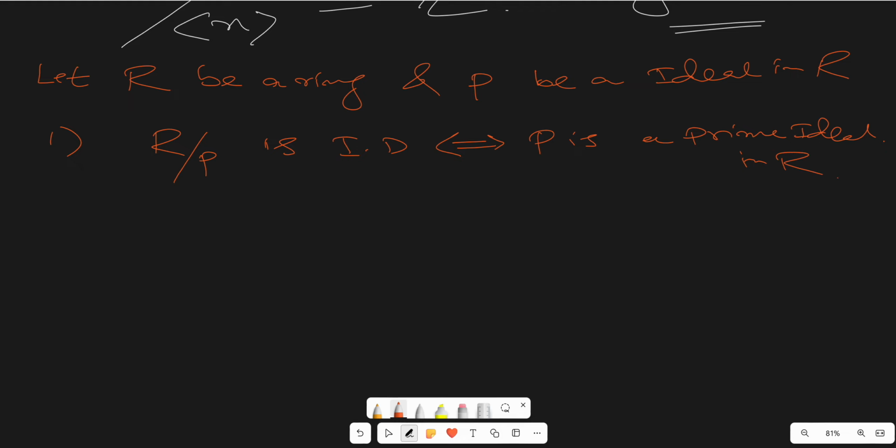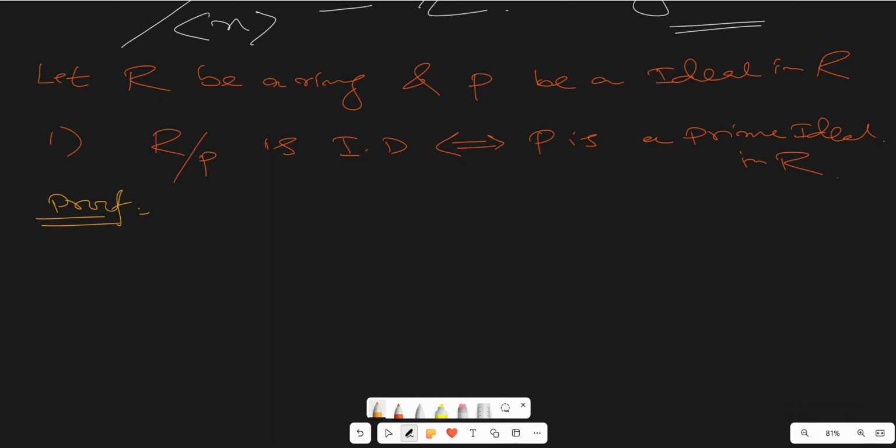How do you show that R mod P is an integral domain? You can say R mod P is without zero divisor, because what is the definition of integral domain? Integral domain means it has no zero divisor. So what do you think about the proof? Can you think of the proof now?